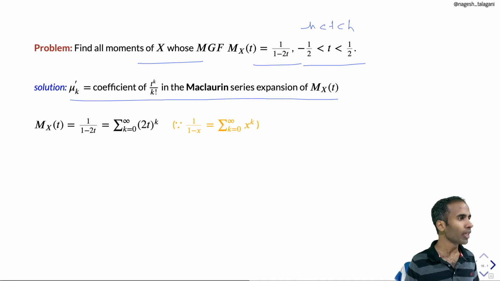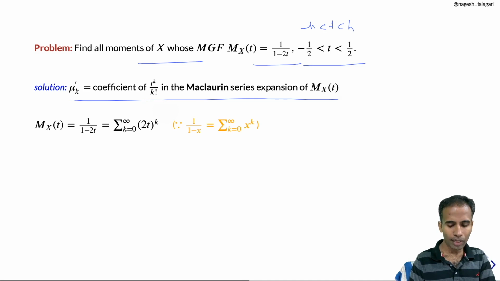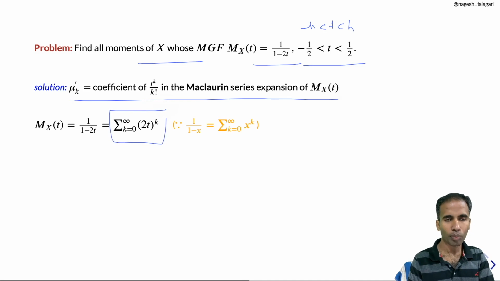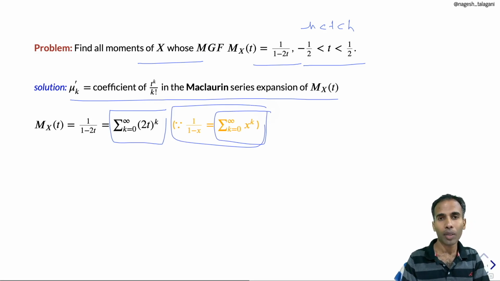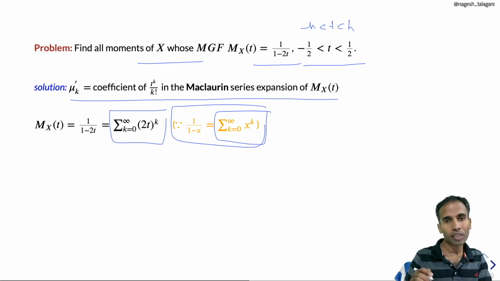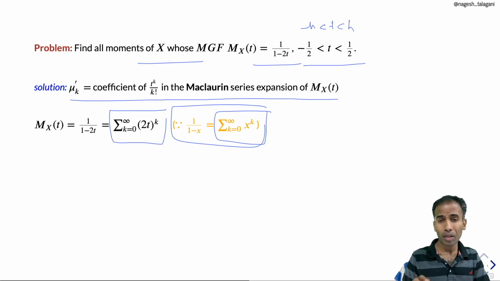What is the MGF here? So 1 by (1 minus 2t), we can expand like this: summation k equal to 0 to infinity (2t) to the power of k. It actually follows from this. We know that the expansion of 1 by (1 minus x) is summation k equal 0 to infinity x to the power of k, which actually follows from the extended binomial theorem. Here are some standard expansions that follow from the extended binomial theorem. But whenever we use the extended binomial theorem, we are actually writing the Maclaurin series expansion.